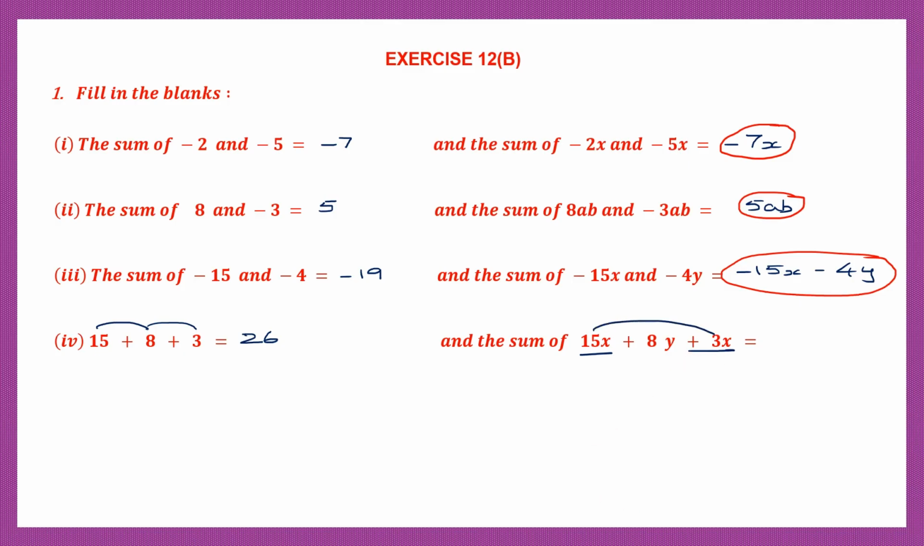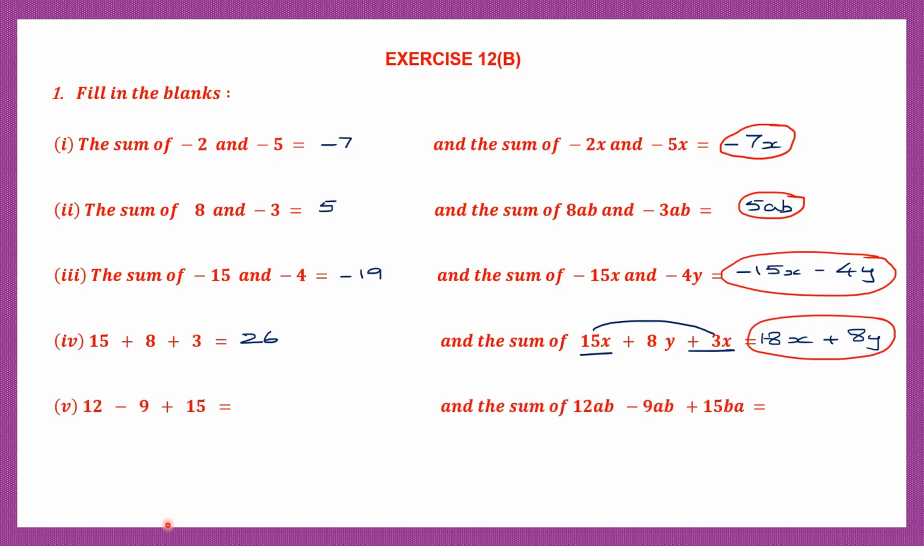So 15x plus 3x, how do we add that? Since they're like terms, we can add up the numbers 15 plus 3 and put x. So this is equal to 15 plus 3 is 18. So that is 18x. So we have finished adding the x terms. Now what is left is plus 8y, which we can write along with this. So here what do we have? We have 18x plus 8y, which we cannot add together because they are unlike terms. So this will be our final answer.